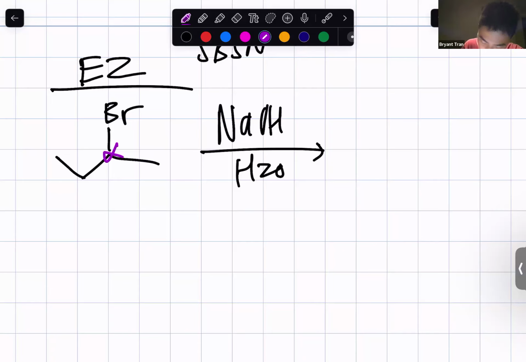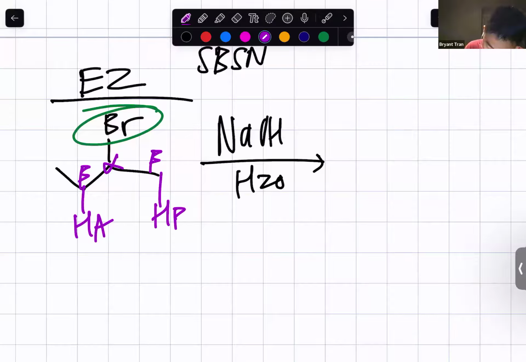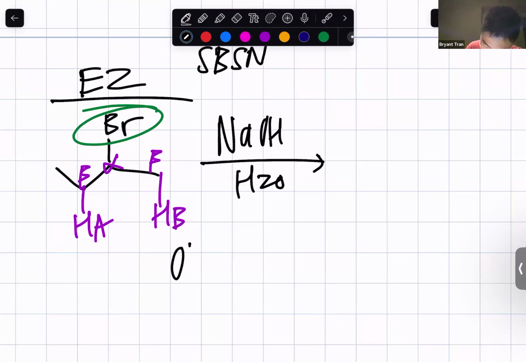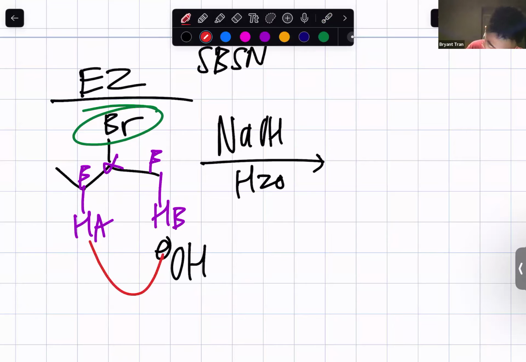This is an alpha carbon right here because it's the first carbon attached to the good leaving group, bromine. These right here are going to be the beta carbons because they're the second carbon away from the good leaving group. And we're only interested in one of the beta protons, either HA or HB. We see here that HA is more substituted, so that's the proton that we're interested in.